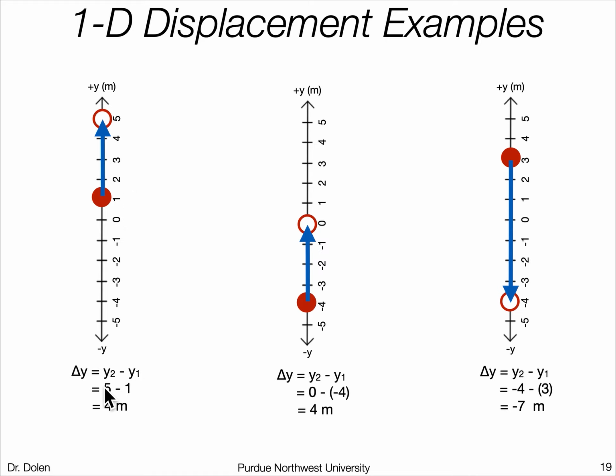So to calculate my displacement, I do my final position, which is 5, minus my initial position, which is 1, and so my displacement is 4 meters. Okay, and let's go over to the right side here.